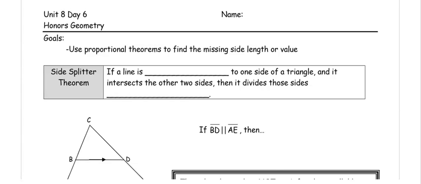This video is about using proportional theorems to find a missing side length or value. So the first theorem that we're going to talk about is the side splitter theorem. The side splitter theorem says that if a line is parallel to one side, it intersects the other two sides and divides them proportionally.